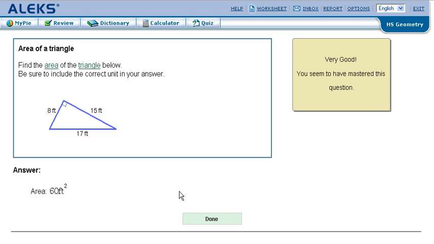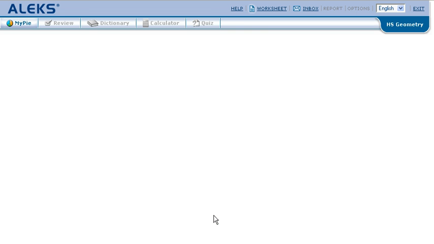Okay, now if it is an obtuse triangle, you simply find that right angle and you have your height times your base over 2.